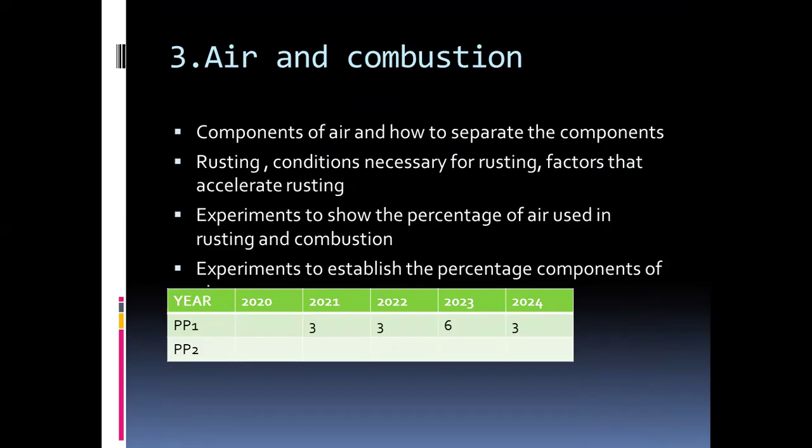Air and combustion. I know you might be asking yourself, nimeruka topic ya acid, bases, and indicators. This is because I had combined it once I was dealing with paper 2. So, sijairuka. So, air and combustion. What are you supposed to understand?